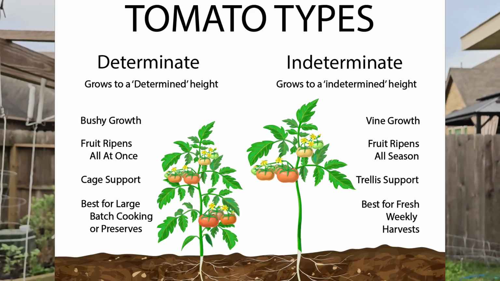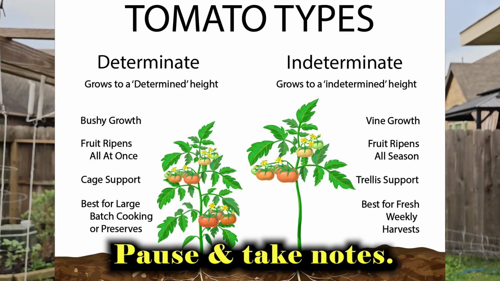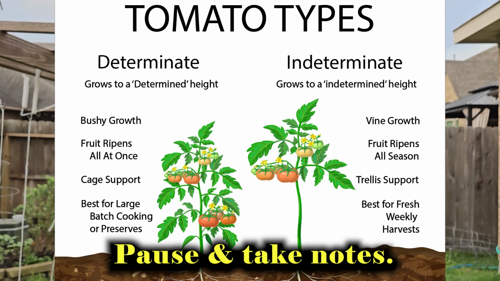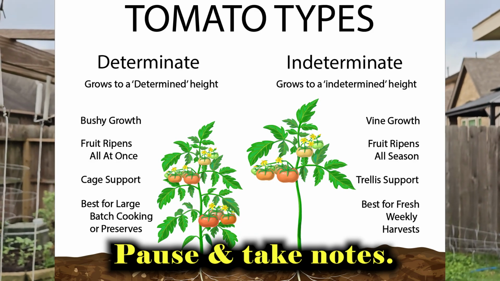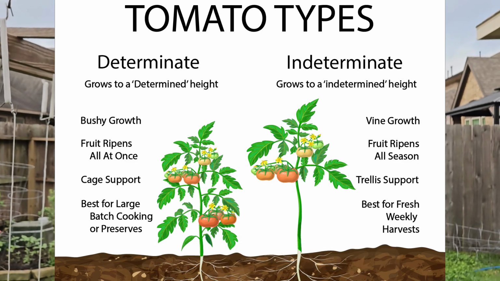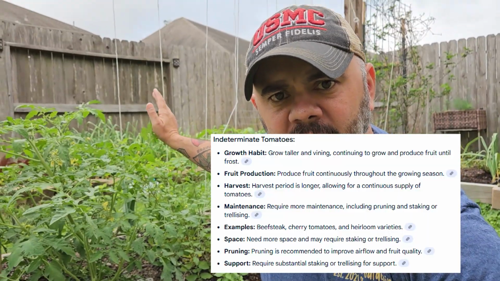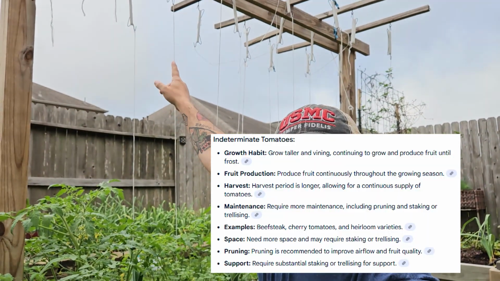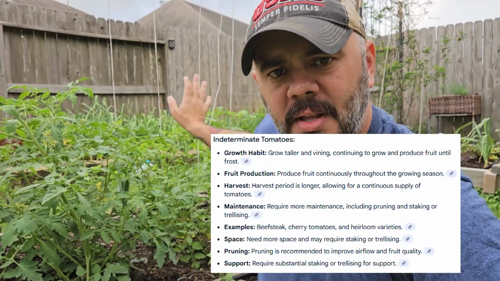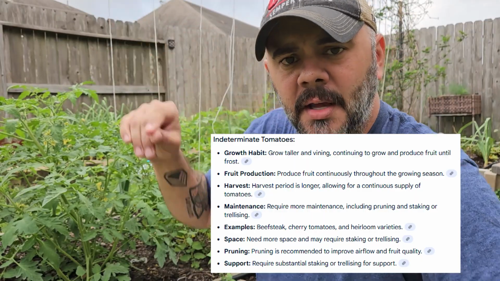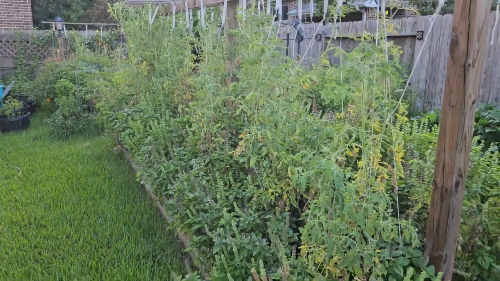Well, we're going to keep this super simple here. I'm putting up graphs right here that explain exactly the differences between the two. Let's talk about the indeterminate tomatoes really quick. All of these tomatoes behind me are indeterminate tomatoes. And as you can see, I have a trellising system for them, and I'm going to trellis these up with twine because indeterminate tomatoes are a tall, viney type of tomato.